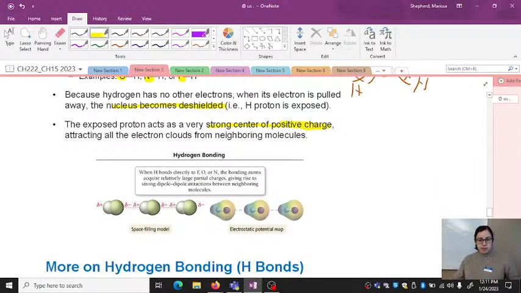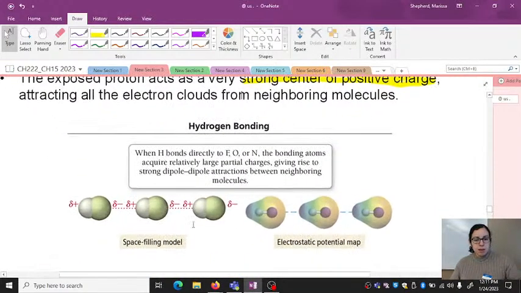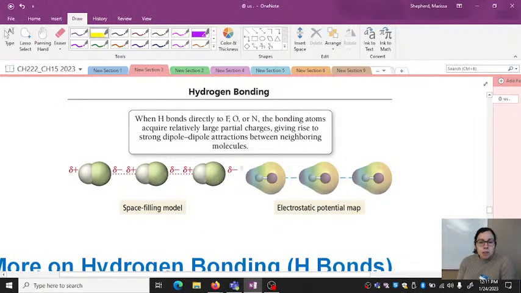And so you have this electrostatic potential map where the hydrogen is basically stripped, and so that's why it's very blue. It's a very positive region versus this very large red region where our electronegative atom has all the electron density. So again, write that down, that this is only when hydrogen is bonded to fluorine, oxygen, or nitrogen. That's when you have that hydrogen bonding.